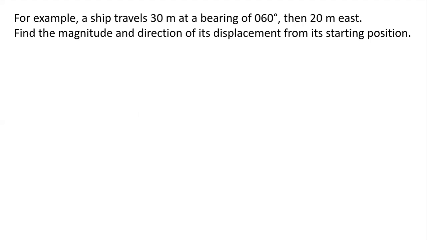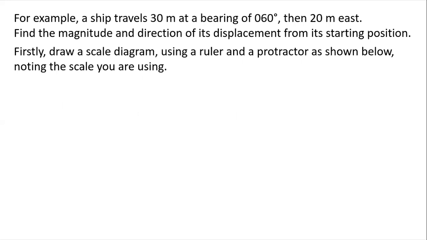For example, a ship travels 30 meters at a bearing of 060 degrees, then 20 meters east. Find the magnitude and direction of its displacement from its starting position. Firstly, draw a scale diagram using a ruler and a protractor as shown below. Note the scale you are using.